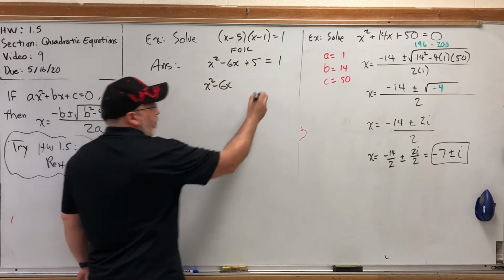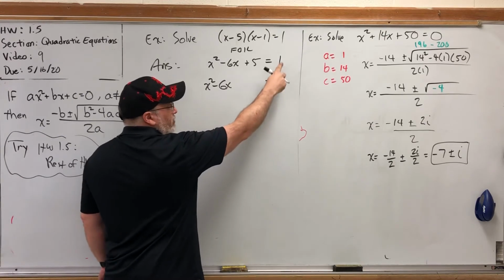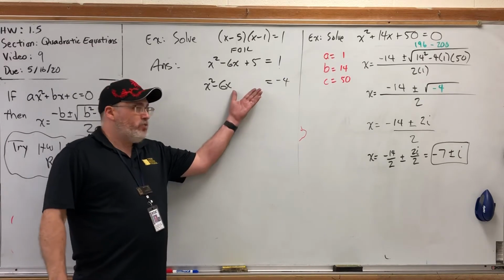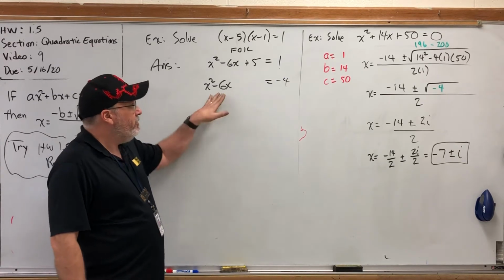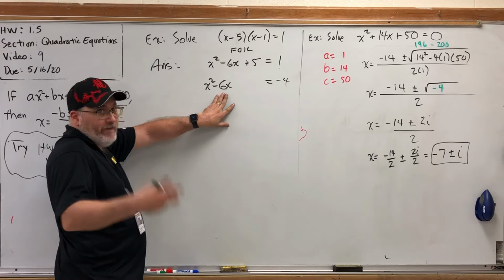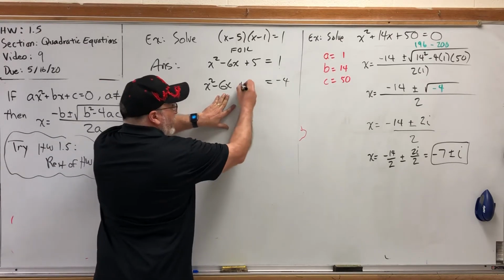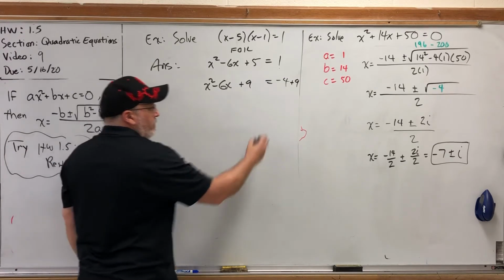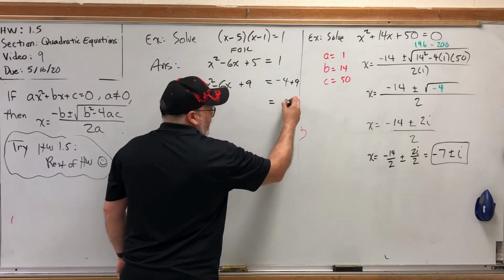I would move the 5 over by subtracting it from both sides. 1 minus 5 is negative 4. Completing the square is actually pretty easy if this is even. Take half of it and square it. Half of negative 6 is negative 3. Square it to get 9. I need 9 there. Add it to both sides. On the right side, negative 4 plus 9 is 5.